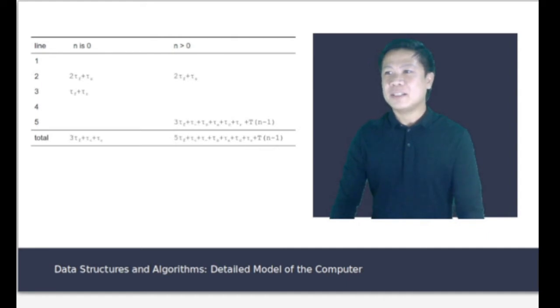When n is greater than 0, line 2 is also executed. The runtime would be 2 times time f plus time s. And line 5 will also be executed, giving us 3 times time f, time minus, time s, time times, time c, time r, plus the total runtime of running the factorial if the argument is n minus 1.